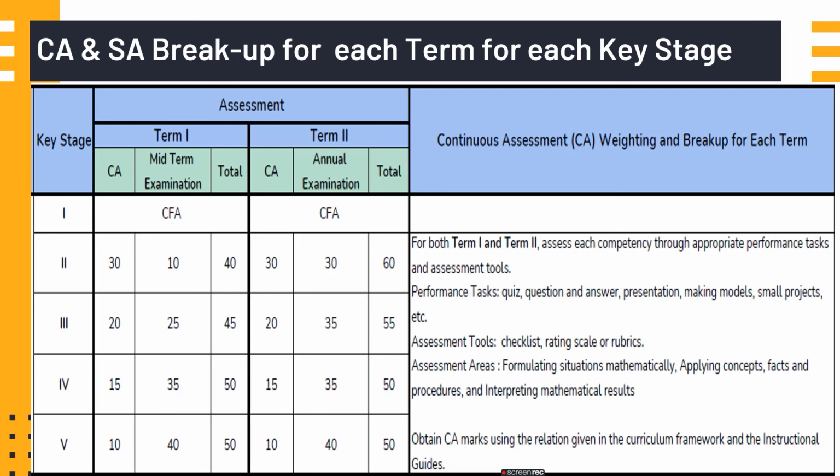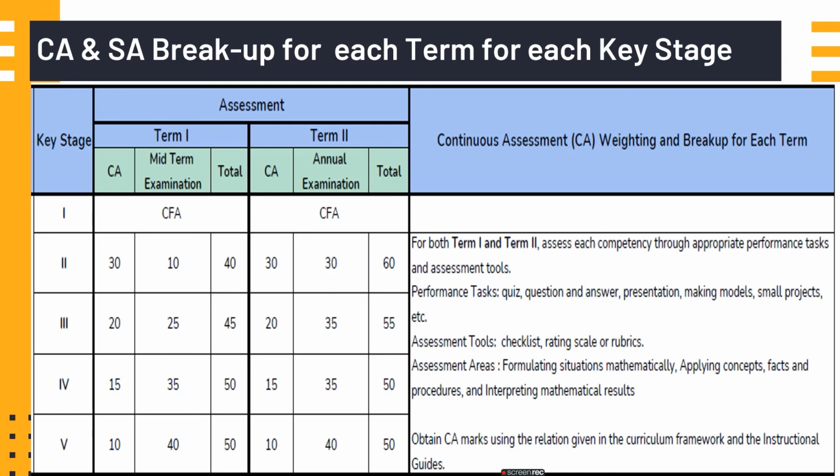Then for key stage 4 and 5, for key stage 4, the CA mark for term 1 and term 2 totals up to 30%, and the examination mark totals up to 70%. And in key stage 5, the CA mark totals up to 20%, and the examination marks totals up to 80%.